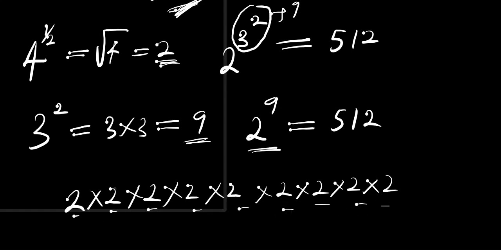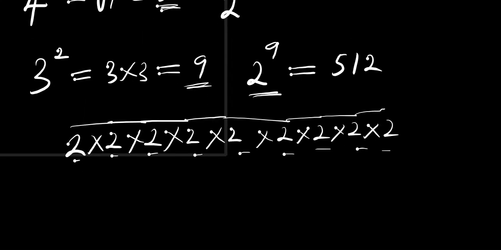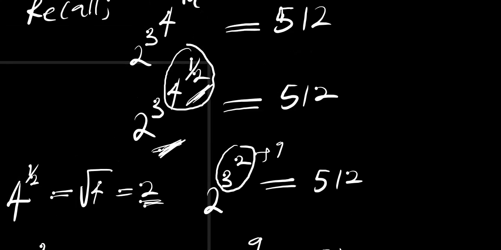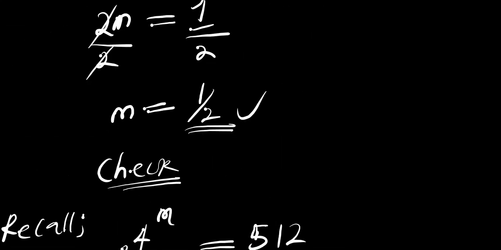If you multiply this out, 2 times 2 is 4, 4 times 2 is 8, 8 times 2, 16, 16 times 2, 32, 32 times 2, 64, 64 times 2, we have 128, 128 times 2, we have 256, and 256 times 2, we have 512. So that means we have 512 equals 512. This actually shows that 1 over 2 has satisfied this equation, and this becomes our final answer.